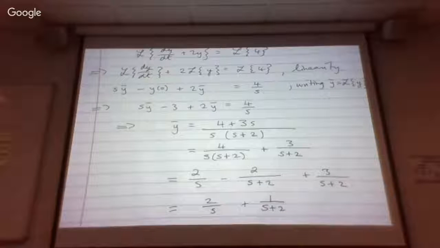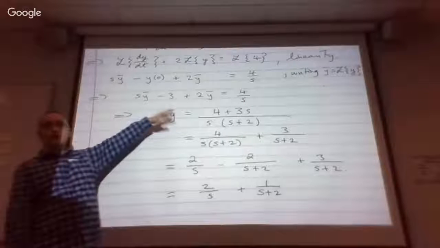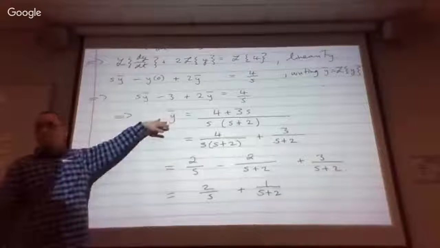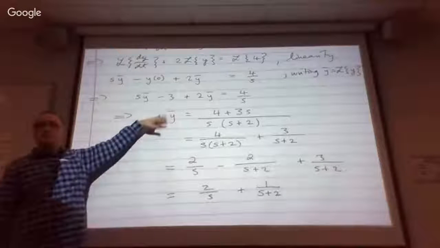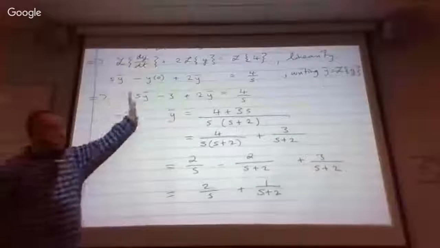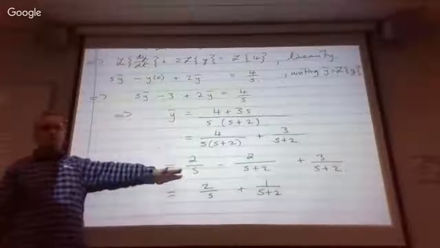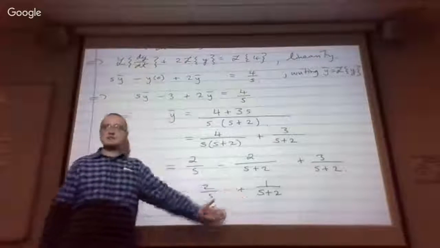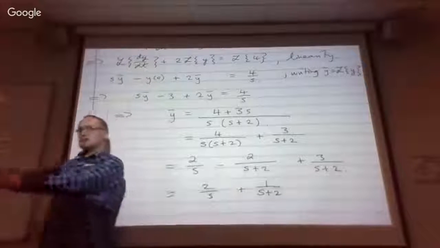Okay? That's our solution to the transformed problem. That's the solution for y bar. It's a lot easier than solving the differential equation. It's just algebraic manipulation, a bit of partial fractions, just to find a nice way of expressing it in terms of things that we can deal with from our table.